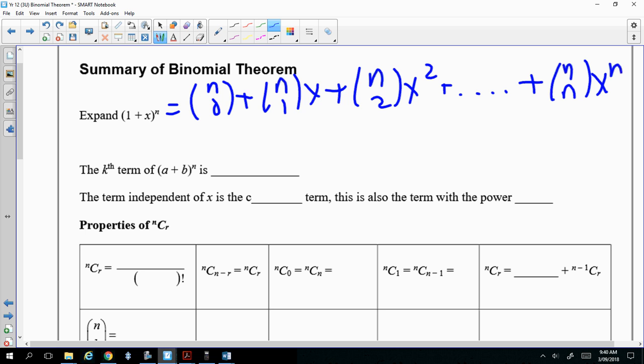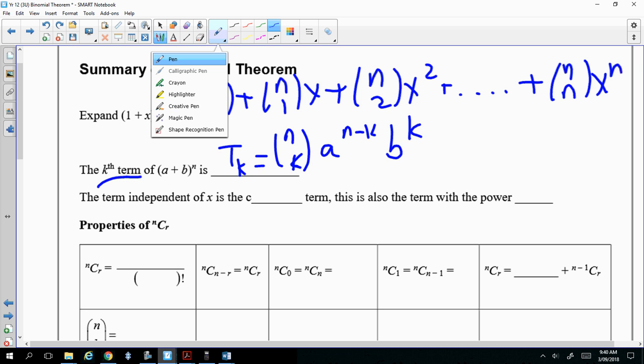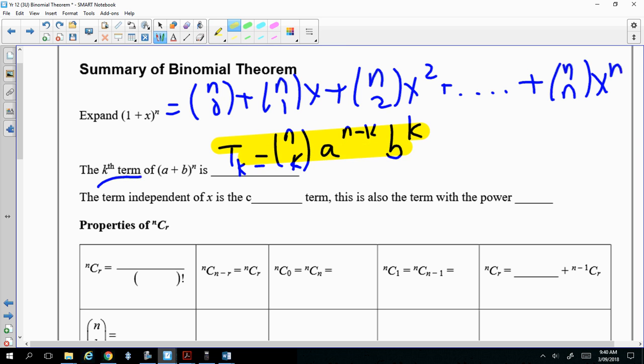So this is very important. It helps you to do a lot of questions. And we need to know what a term independent of x is, which is the constant term. Constant term, and this is also a term with the power 0.